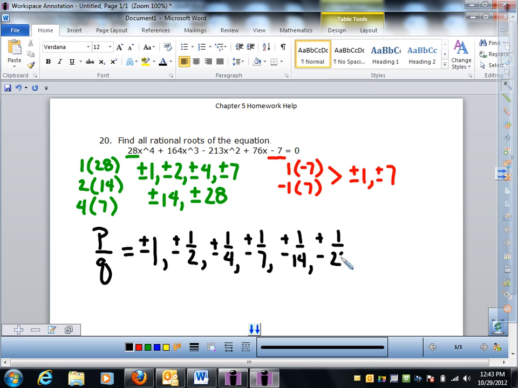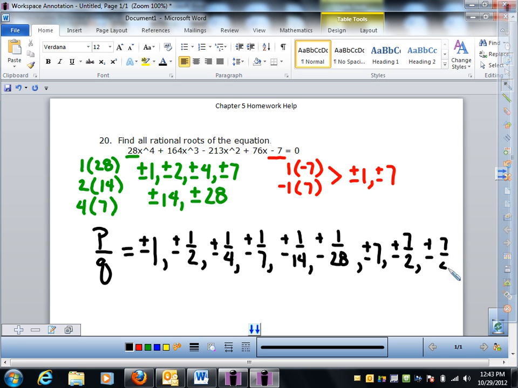Now you might think, wow, this is going to be a huge process. Well, as I start to get to the next numbers, look what happens. Now I'm going to put 7 over everything. 7 over 1, well, that's plus or minus 7. 7 over 2, plus or minus 7/2. 7 over 4, plus or minus 7/4.